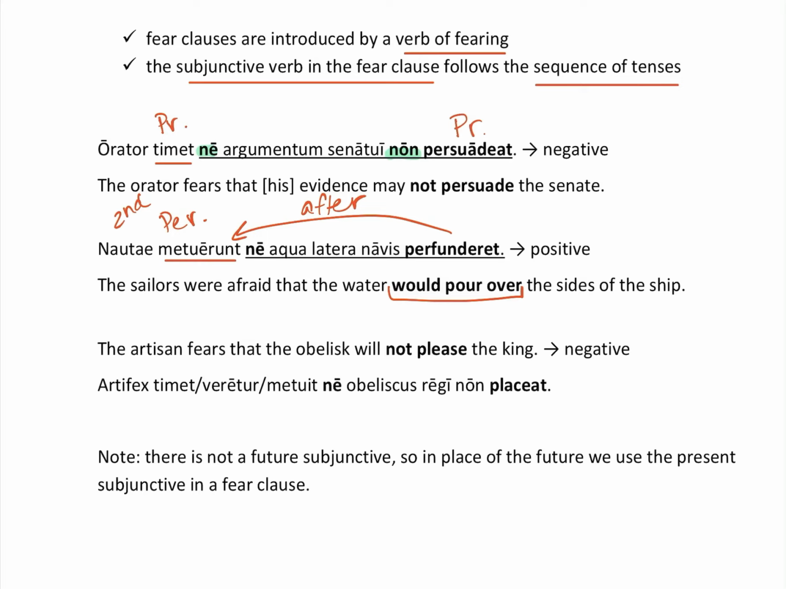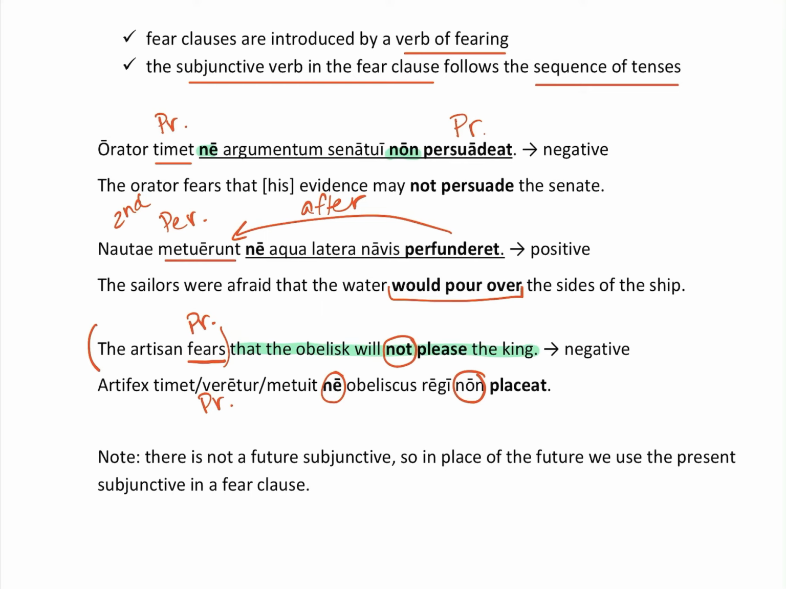Now one in English. The artisan fears, and this is in the present tense, that the obelisk will not please the king. And remember, we know that the main clause stops here at the verb, and it is a complete sentence by itself. We also know that it's negative because there's a not in it, so it's going to be introduced by a ne, with a non right before the verb. Now, the verb in the main clause is in the primary sequence as it is in the present tense. You can use timet or verebatur or metuit.